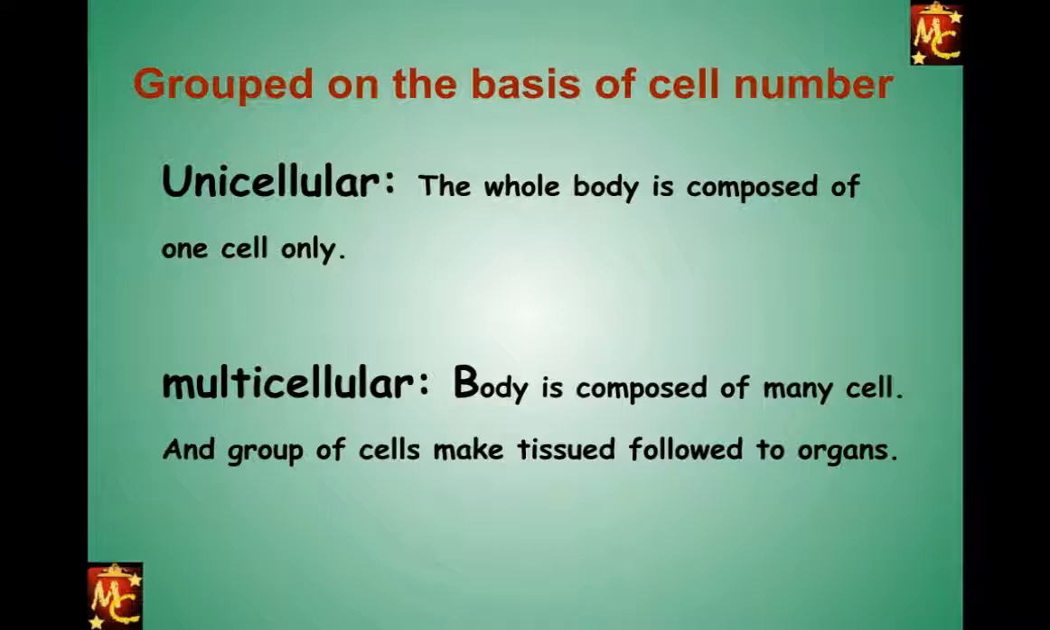However, in multicellular organisms, the body is composed of millions or billions of cells, and a group of the same cells makes the tissues, and then these tissues make the organs, and then many organs together make a whole body. For example, the human body is a multicellular organism, and it has many organs: heart, liver, hand, eye, nose, brain, etc.